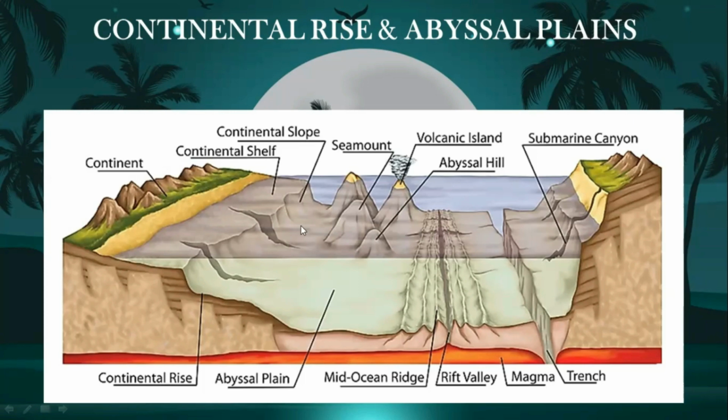In this continental rise region, various deposits brought by the rivers or the glaciers, etc., are deposited here, like silts, mud, sands, etc. Because obviously they cannot be deposited on this steep slope. So some are deposited on the continental shelf, and some are then deposited in this continental rise area. And over here we can find various alluvial fan-like structures.